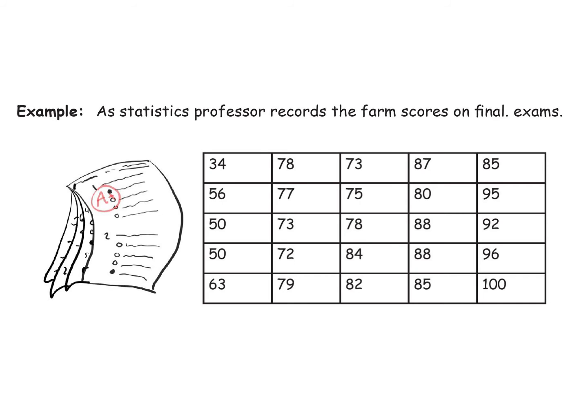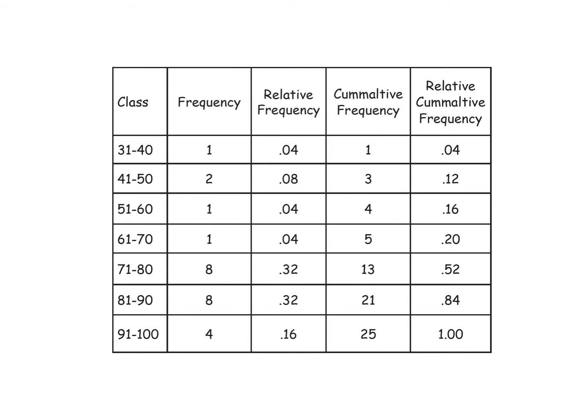Now we need to figure out what our classes are going to be. So here we went 31 to 40, 41 to 50, so every 10. It's really important that classes have equal width, they don't overlap, and there's no gaps. So here's the frequency in each of those ranges. Here's the relative frequency, so 32% got between an 80 and a 90.